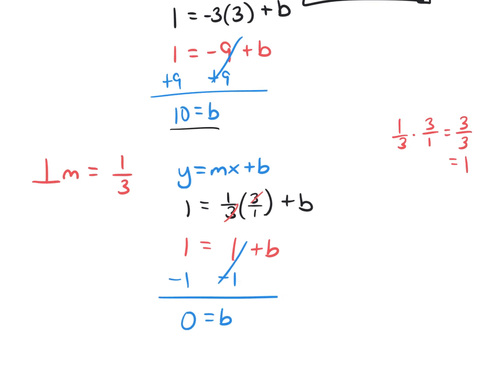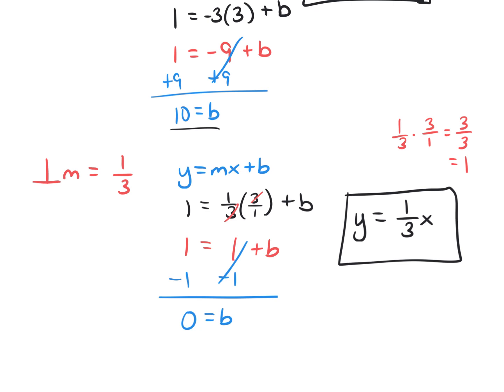And then how do I write my answer or my equation here? What's our perpendicular slope? 1/3 x. What's our b? It would be plus 0. Do I need to write plus 0? No. Okay, if you did, I would not count you wrong for that, but you don't need the plus 0. Okay? All right. Let's look at example 4b.